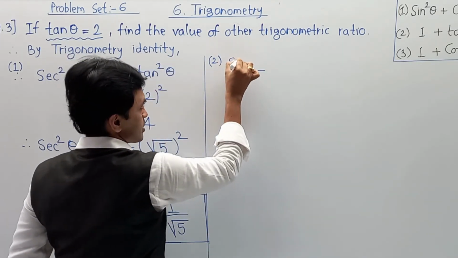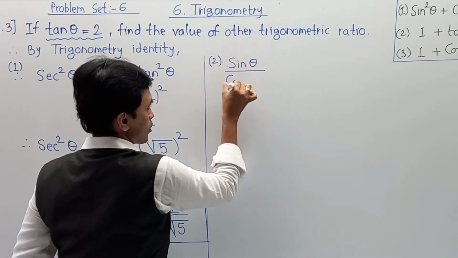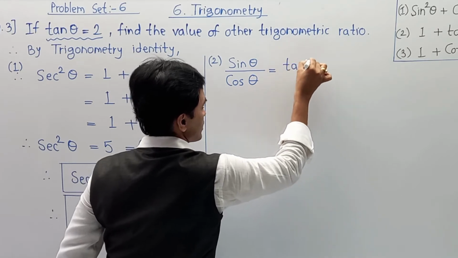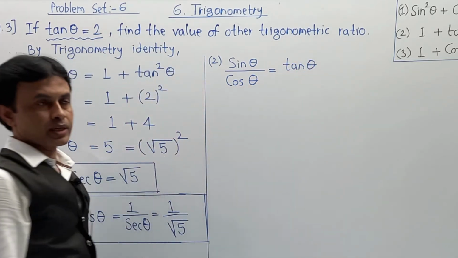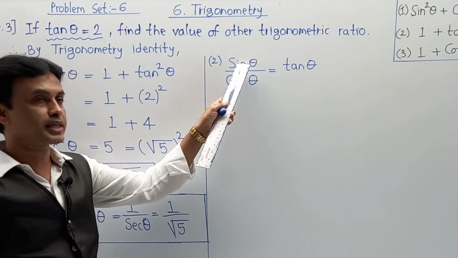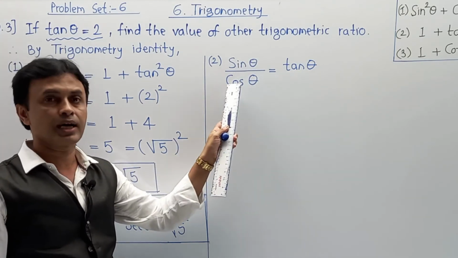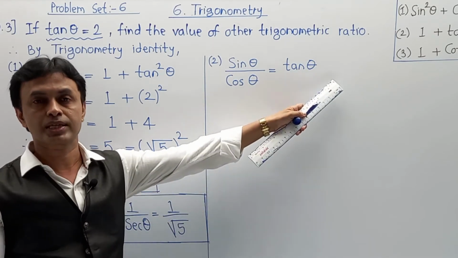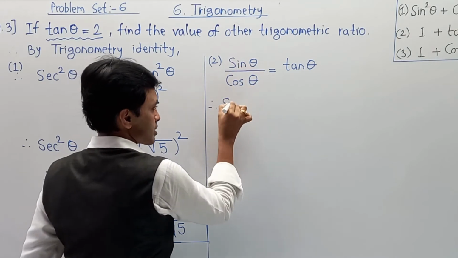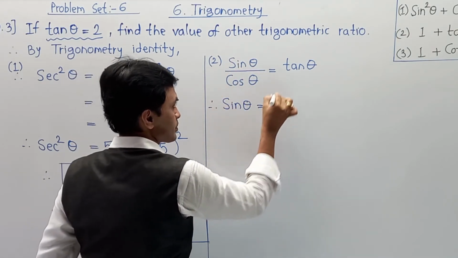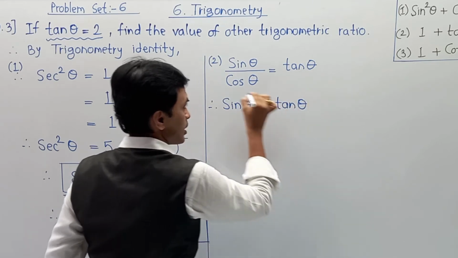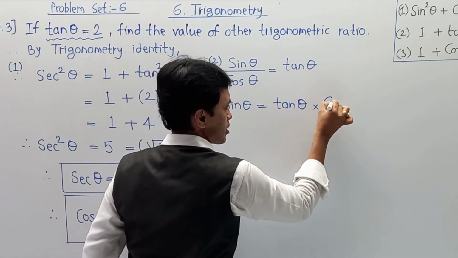Here, sin theta upon cos theta is equal to tan theta. Now, if sin theta upon cos theta is equal to tan theta, simply we can say that sin theta is equal to tan theta, and this division by cos theta goes to that side as a multiplication by cos theta. Therefore, this sin theta becomes tan theta into cos theta.